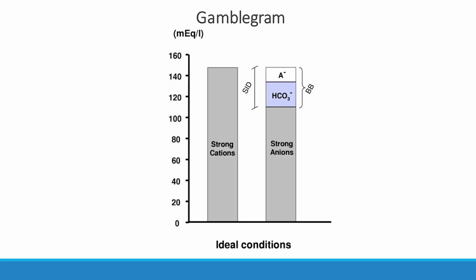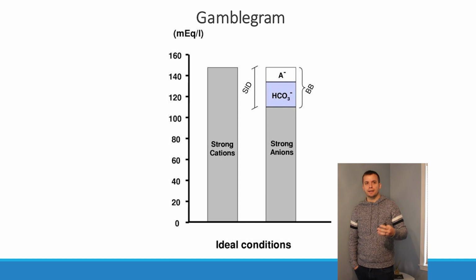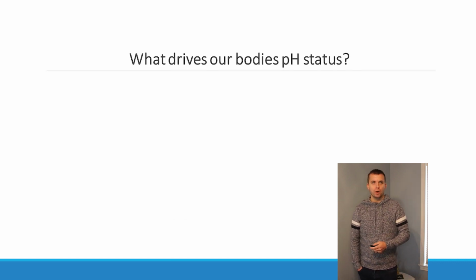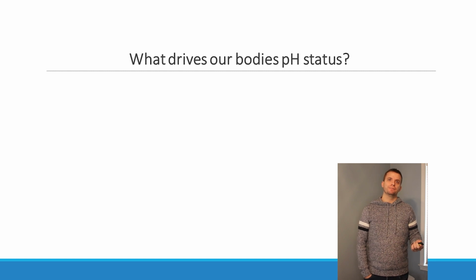So looking at this Gamblegram, what we see is that if we were to calculate the unmeasured anions, you have your bicarb and your unmeasured anions, that's going to make up your SID. You have your strong anions, and they all equal up to your strong cations. What drives our body's pH status?